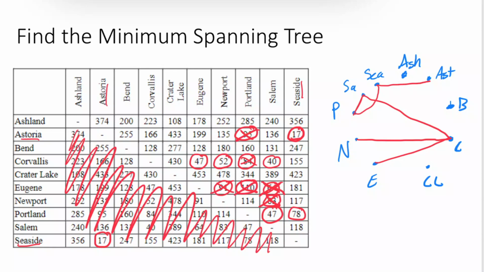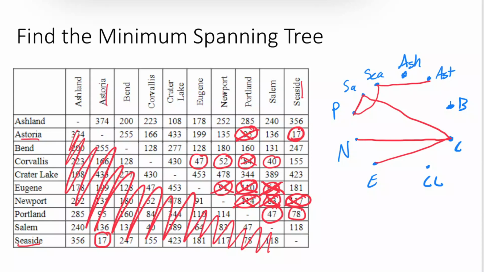And then I think we have 114 is the next cheapest. So Newport to Portland, again, creates a circuit, so we're not going to use that one. I think 117 might be the next one, Newport to Seaside, which again creates a circuit. And so basically you just keep on doing this.